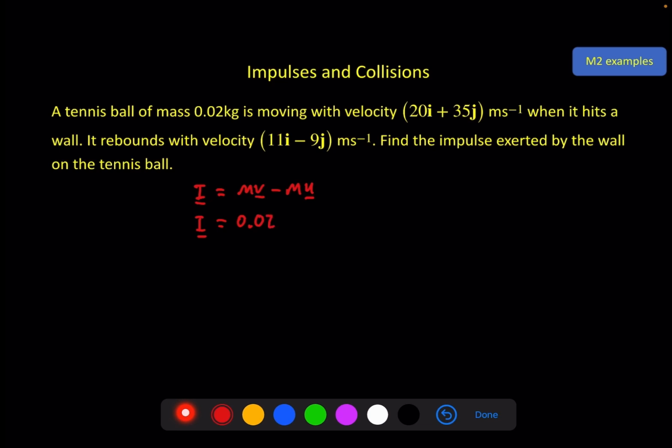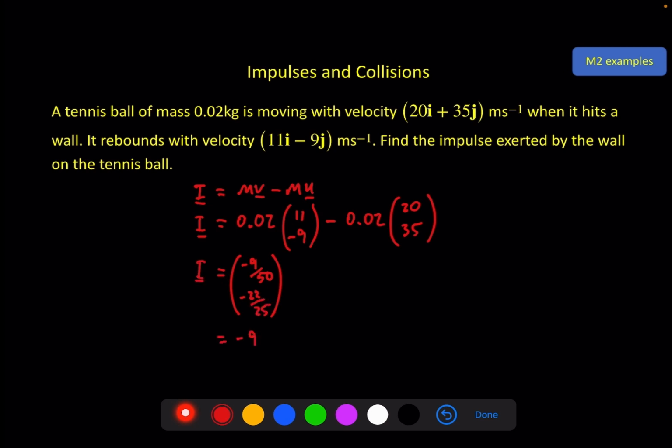0.02 times the rebound velocity minus 0.02 times the velocity before impact is (-9/50, -22/25). That is the impulse on the tennis ball exerted by the wall.